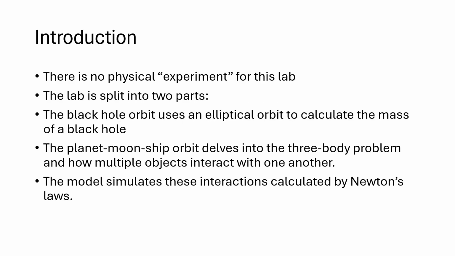All right. So just to start out, there's no actual experiment for this lab. It's just split up into two parts, both of which are solely coding. The black hole orbit code uses an elliptical orbit to calculate the mass of a black hole. We know the direction of the orbits, and just through calculation, we can find the mass of the black hole at the center. And then the planet and moon ship orbit delves into the three-body problem and how multiple objects can interact with each other in space.